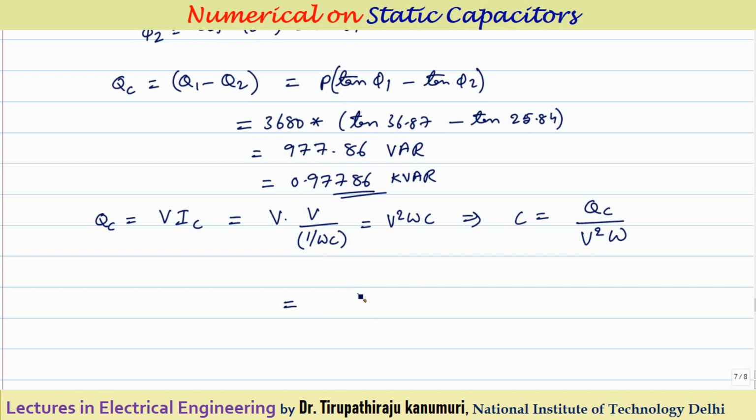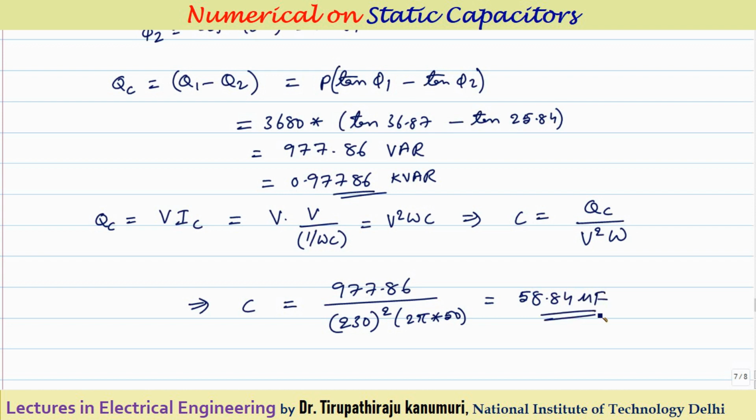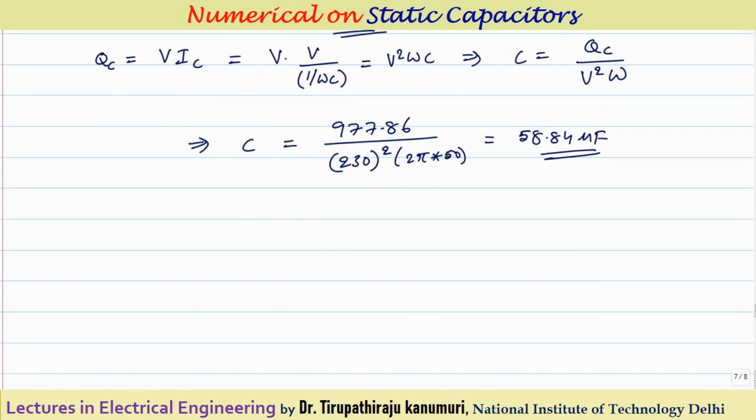So I can write the value of the capacitance will be equal to QC, which is 977.86, divided by, what is the value of voltage? Voltage is 230. So 230 square multiplied by omega, which is 2 pi f, 2 pi into 50. When you calculate it, you will get 58.84 microfarads. So we got the value of the capacitance. Now it is asked to calculate the new value of the current.